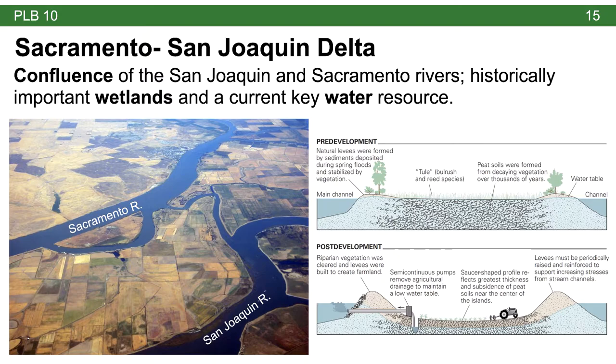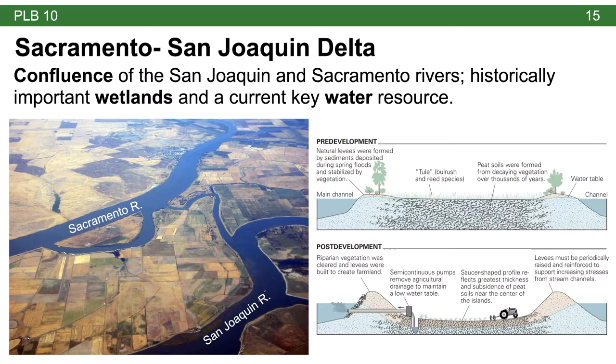One important area near us is the Sacramento-San Joaquin Delta. This is the area where you have the confluence of the San Joaquin and Sacramento rivers. Historically, this is really important as a wetlands. So if you look on the far right, you can see that pre-development, it was more marshy with lots of tule grass species. You had some peat soils with a pretty high water table.